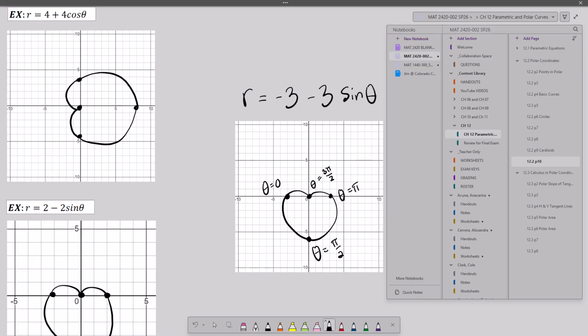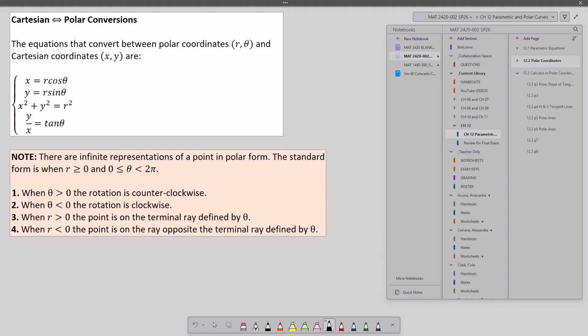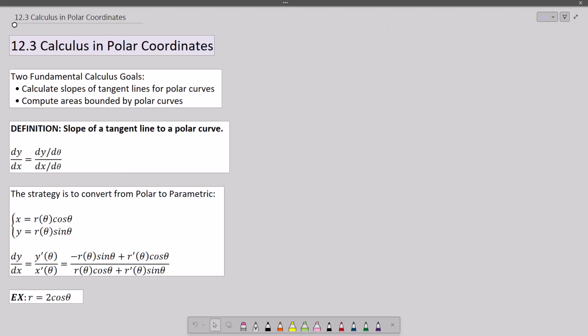Okay. Let's do calculus in polar now. Let's step it up. You ready? So, when we think about calculus and we go back to Calc 1, the two important concepts that we had were tangent lines and areas. So we want to do that same thing here.